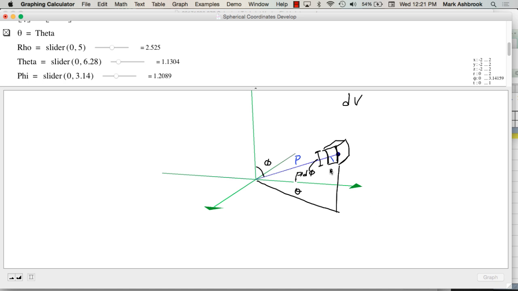Okay, what is this dimension right here? How about this one? That one right there is d rho. That's going a little bit out from the origin. That dimension right there is our d rho. So this one here is rho d phi: the radius, or the distance out, times the angle measure, is the arc length. And then that's to here, that dimension right there. And then finally we've got this one back here.